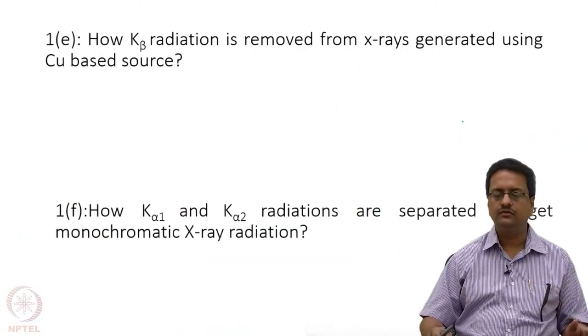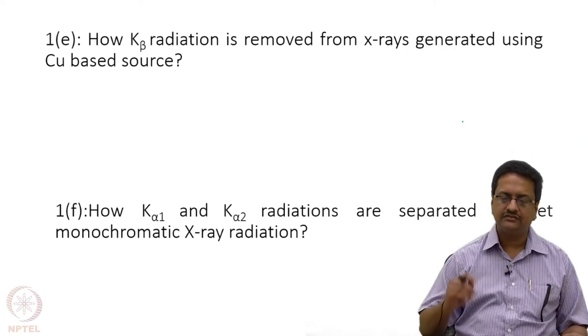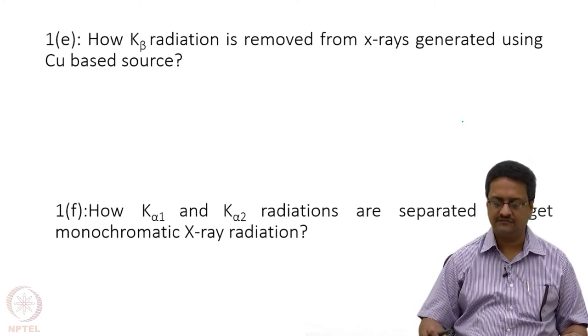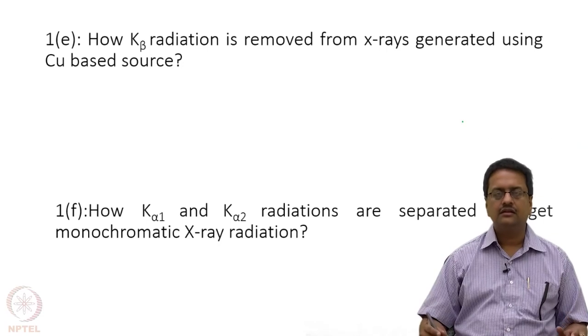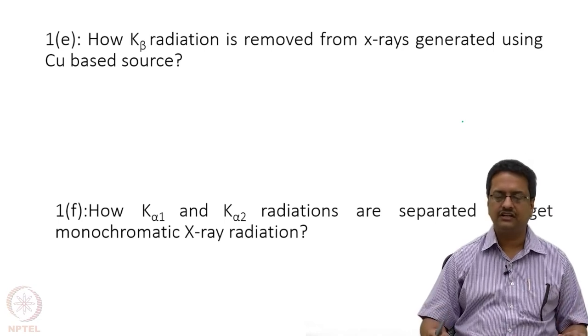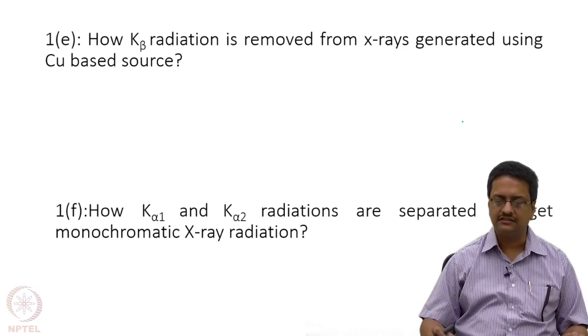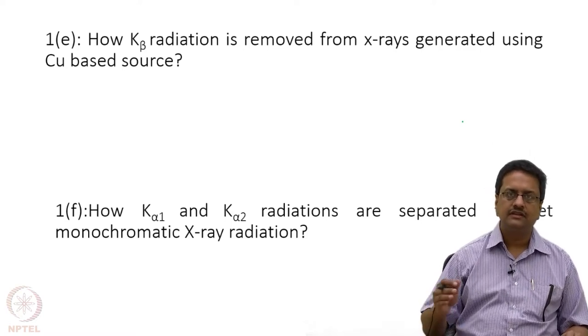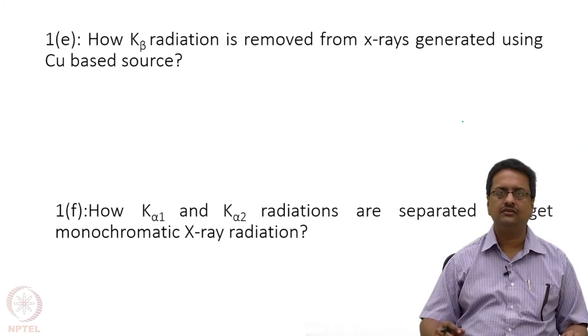Now, the question is how do we remove the K beta radiation? The next question is how K beta radiation is removed from X-rays generated using copper based sources. It is good that we have a periodic table and we have a lot of information about these elements available in the literature. So, what we observe is that for a particular characteristic radiation of any source, there is an element with Z equal to minus 1, that is just the previous element in the periodic table, which absorbs the corresponding K beta radiation of a particular metal.